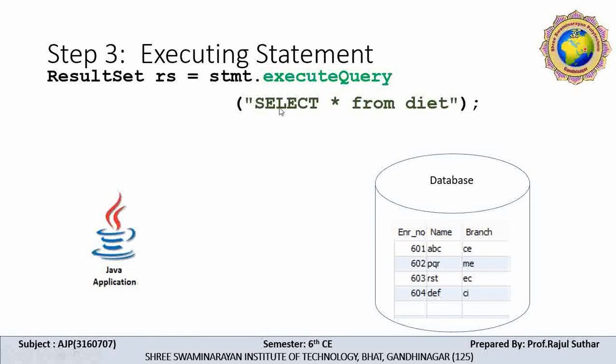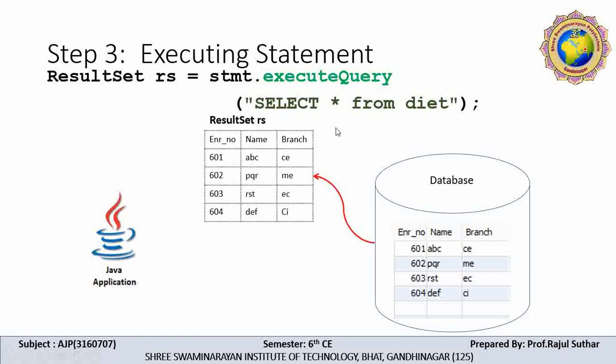So by using this select query, we retrieve all the information. Result set rs displays the total information of the given table. In the table there are 4 entries: 601, 602, 603 and 604. All this information will be displayed by using this select statement.